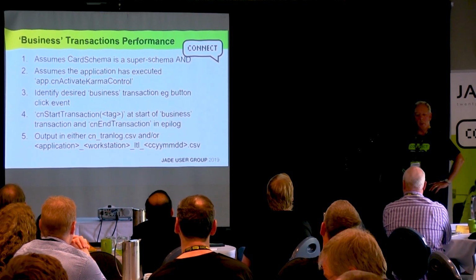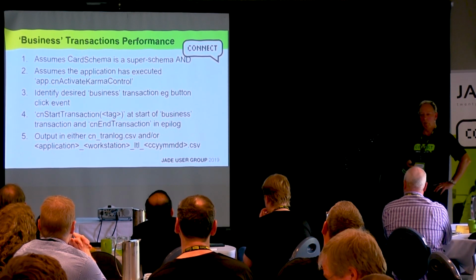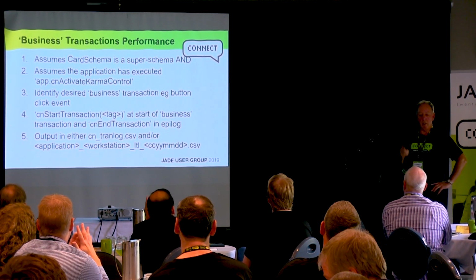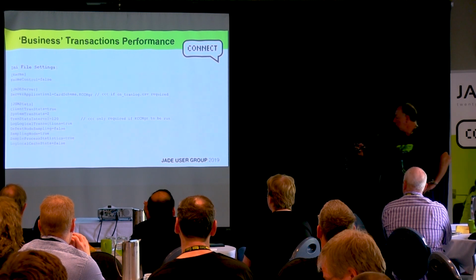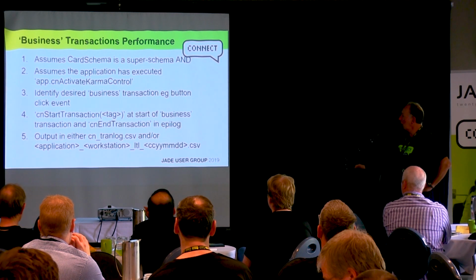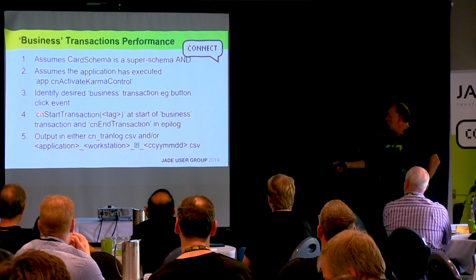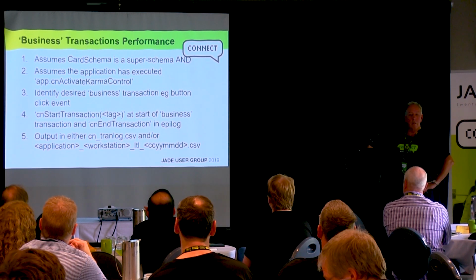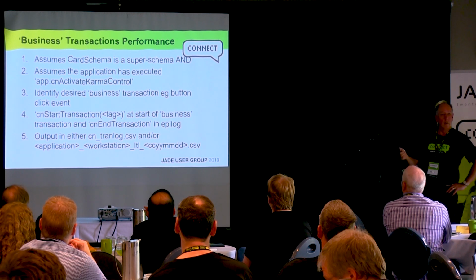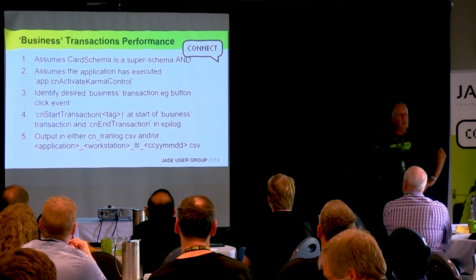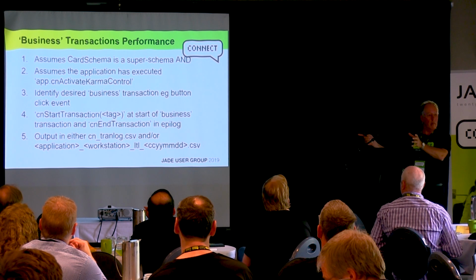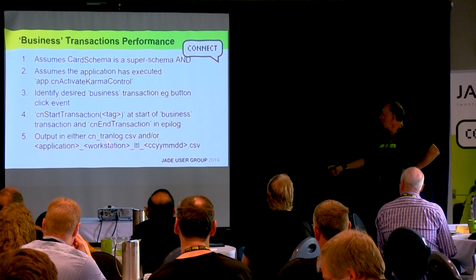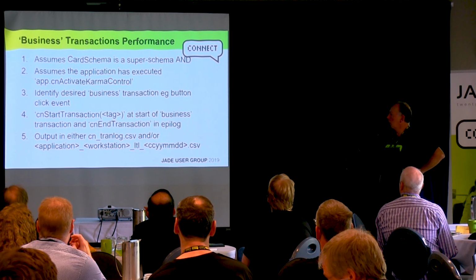You identify your desired business transaction, like the button click event, the button OK or something like that. At the start of the business transaction, after the begin statement, you put in that piece of code there, CN start transaction, and a tag which uniquely identifies your transaction. We often use method.qualifiedName, which gives you the class and the method name. Very easy to use. And at the end, in your epilogue, you put in CN end transaction.